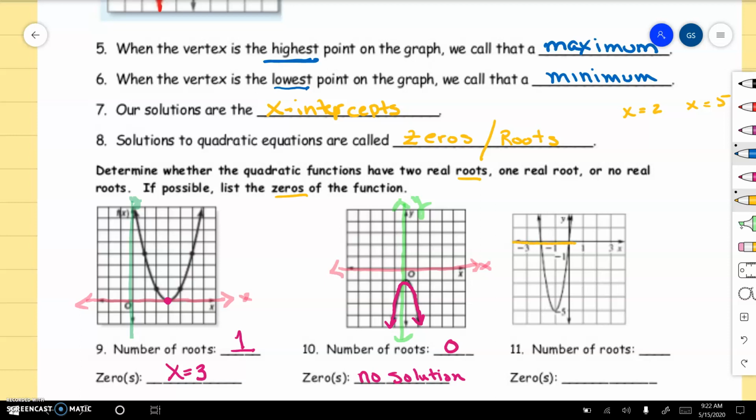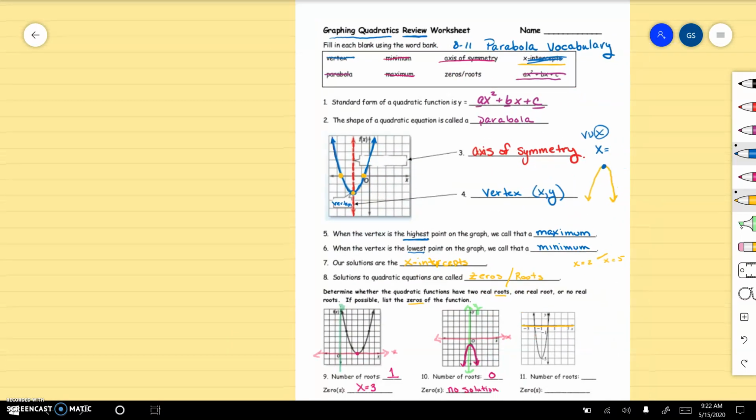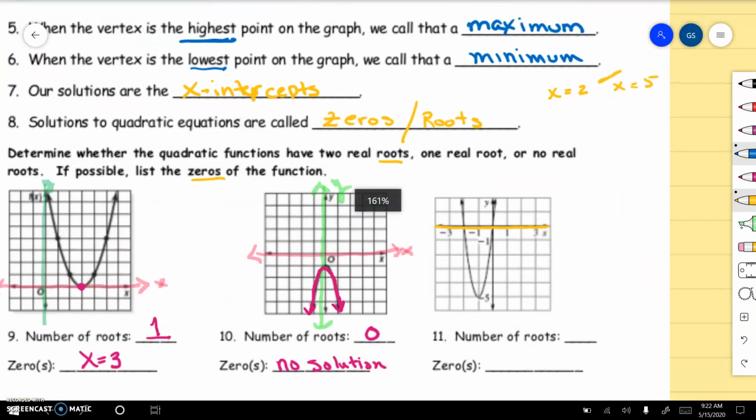All right, so let's see. This is my x-axis. And here's my y-axis. Okay. Now, where does the parabola cross through the yellow line or the x-axis? Well, let's see. It crosses here and it crosses here. So it crosses twice. So the number of roots is 2.